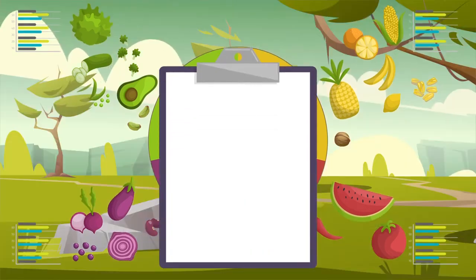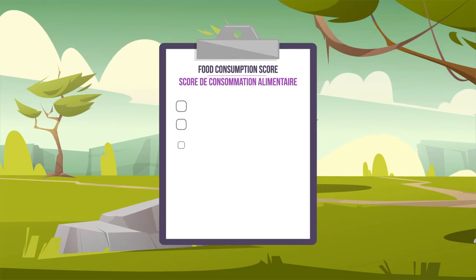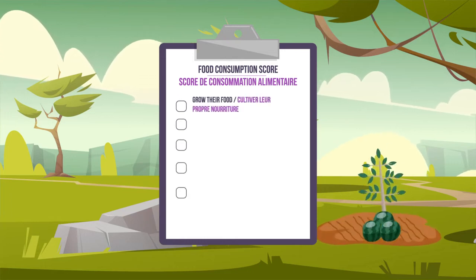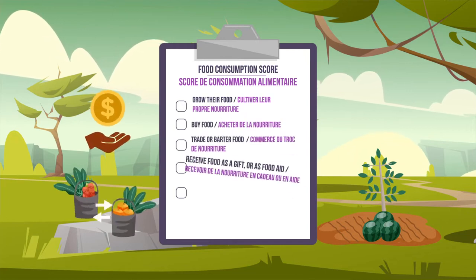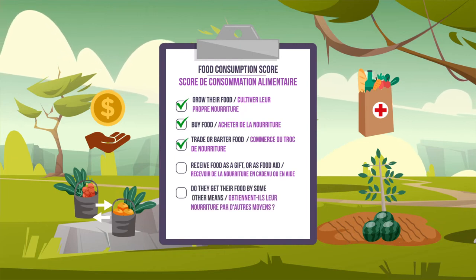The Food Consumption Score also asks households to identify their primary and secondary sources of food. For example, does a family grow their own food, buy food, trade or barter food, receive food as a gift or as food aid? Or do they get their food by some other means?